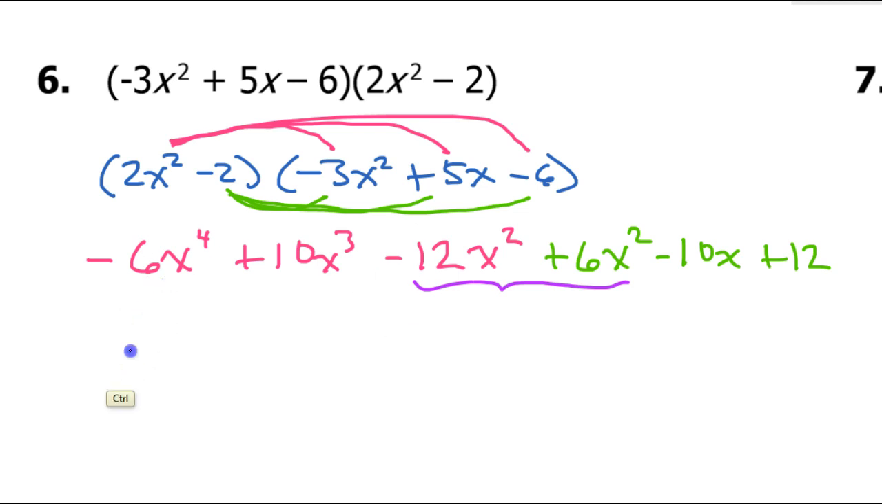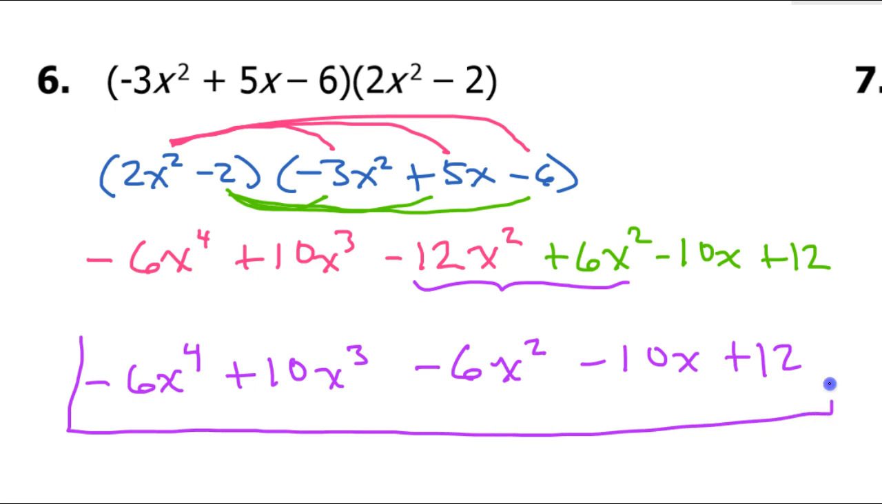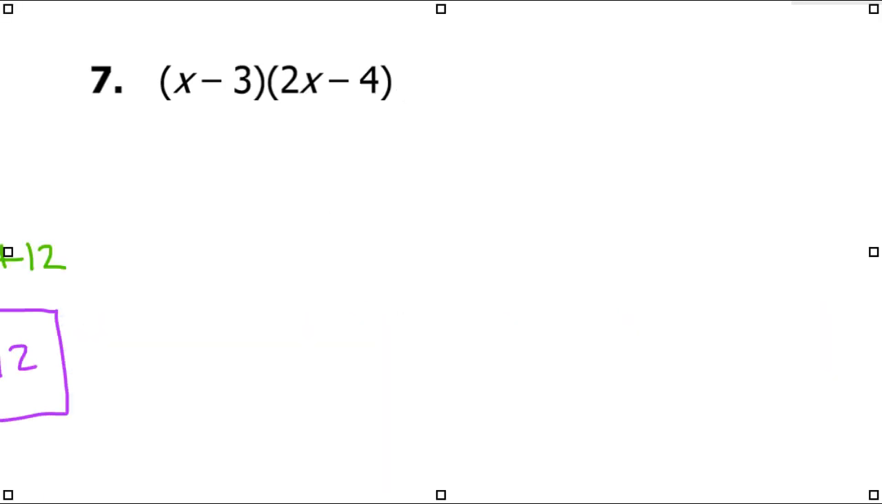So I'm going to just bring down the negative 6x to the 4th power, and I'm going to bring down the 10x to the 3rd power. If I put these together, that's going to give me negative 6x squared. And then I'll bring down the negative 10x and the positive 12. All right, so this will be the long final answer.